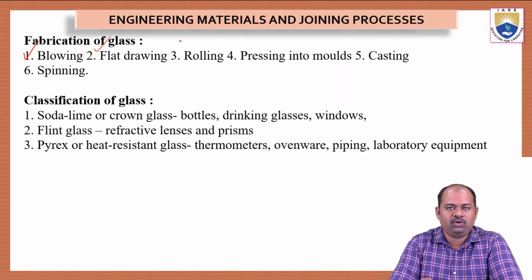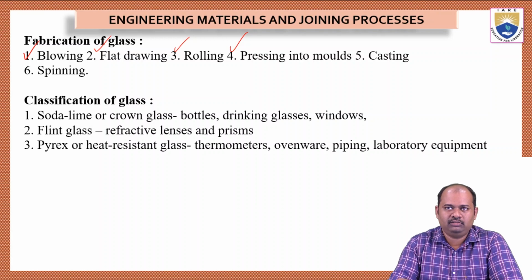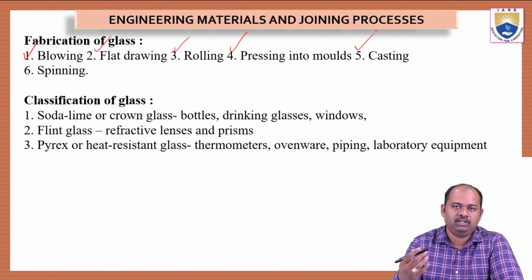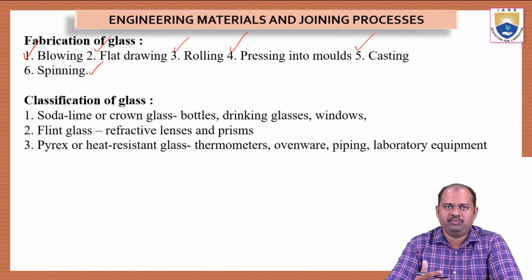And then flat drawing, where we can make thin sheets, and the rolling technique is very similar to this. And pressing into molds, similar to metal casting, where we can prepare molds and pour molten glass into them. And then we have the casting process, and then spinning. The spinning process is also similar to casting, where centrifugal force is used.